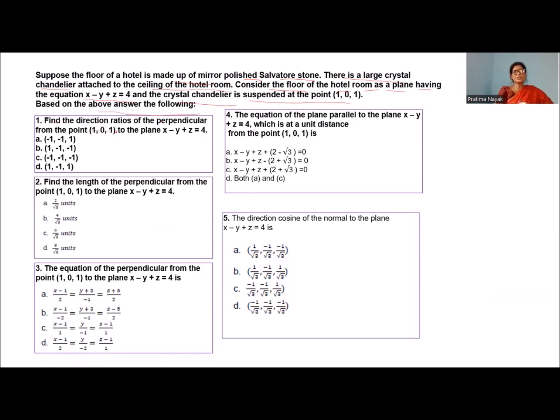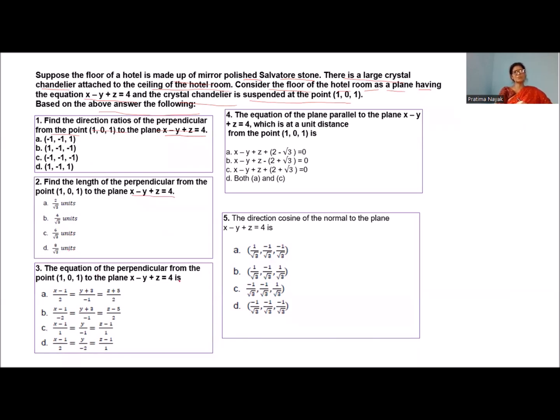First question is: find the direction ratio of the perpendicular from the point (1, 0, 1) to the plane x minus y plus z is equal to 4. The options are given as sets of direction ratios with signs of 1 and negative 1. Second is: find the length of the perpendicular from the point (1, 0, 1) to the plane x minus y plus z is equal to 4. The options are 2 upon square root 3, 4 upon square root 3, 6 upon square root 3, 8 upon square root 3.